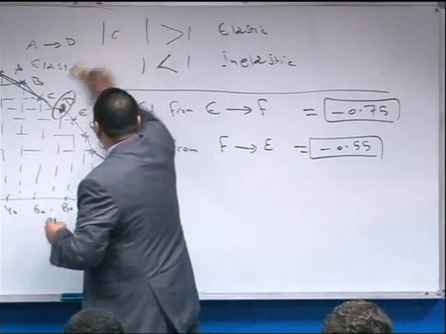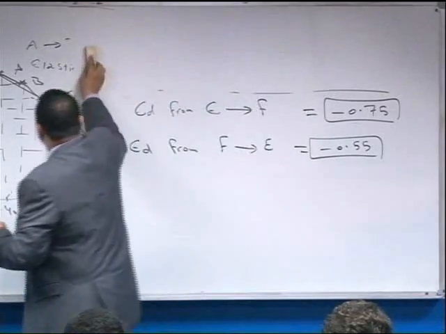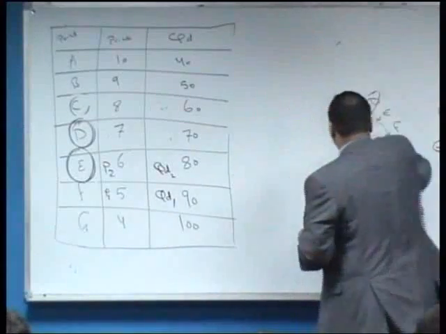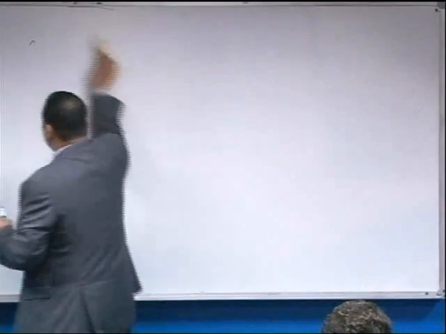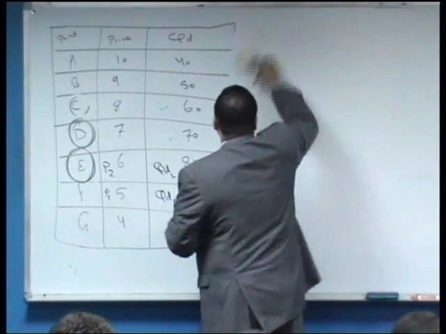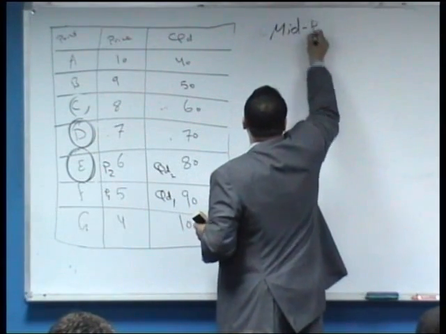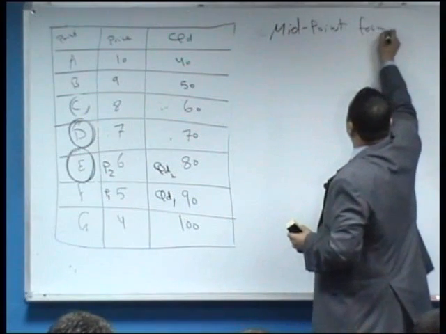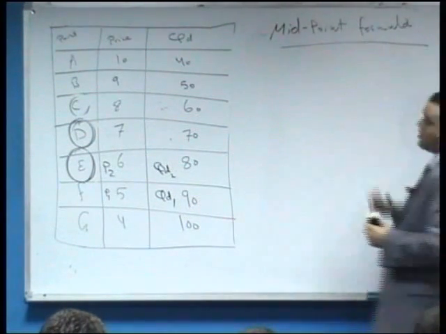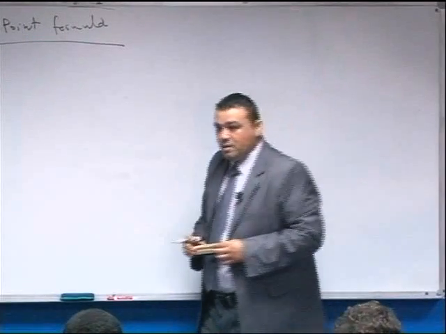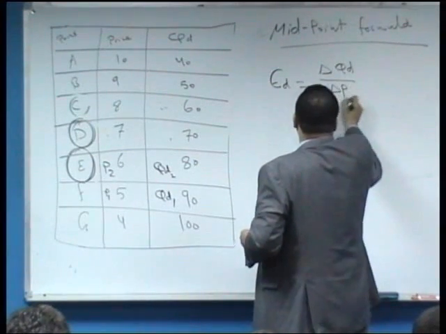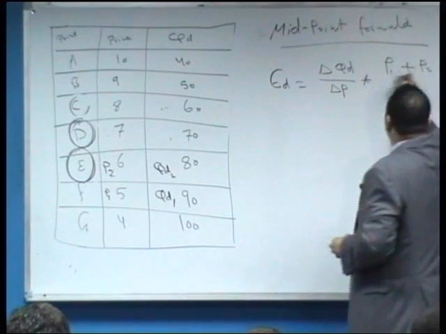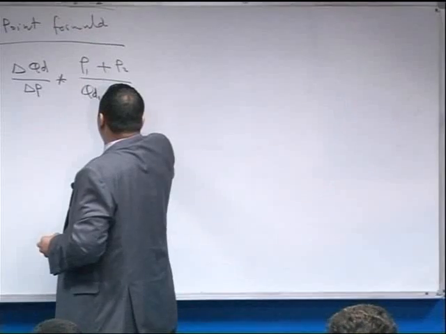So the midpoint formula to calculate the price elasticity of demand: ED equals delta QD over delta P times P1 plus P2 over QD1 plus QD2.